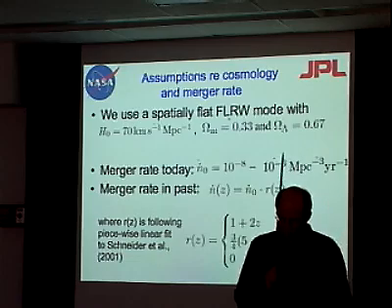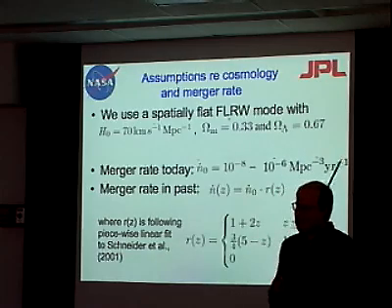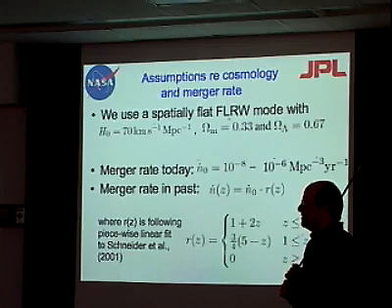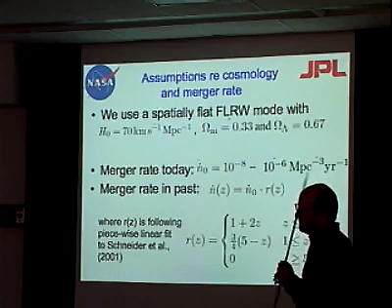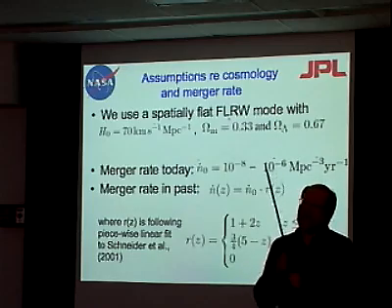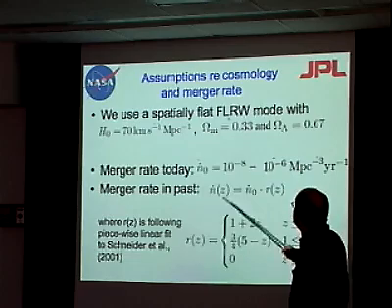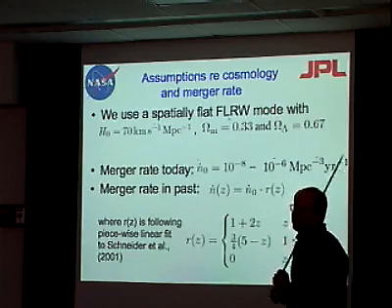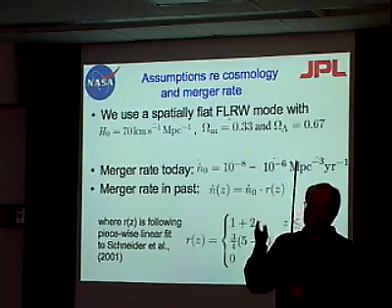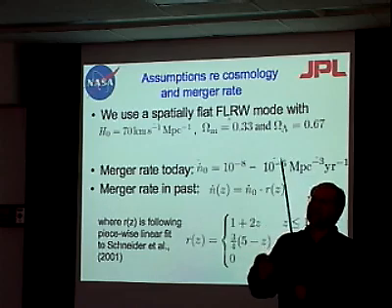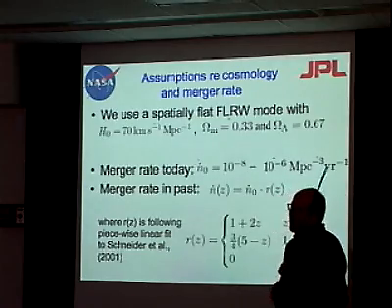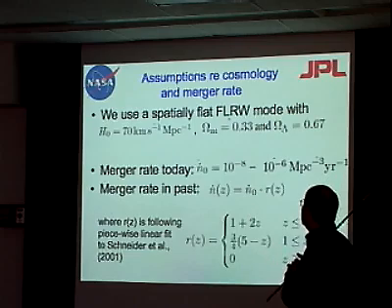Much less certain is the merger rate. The best estimate of the merger rate for neutron-star binaries today is around 10 to the minus 7 per megaparsec cubed per year. That would be the best estimate, but it's certainly not very well known. So I'm going to also look at the range 10 to the minus 8 to 10 to the minus 6, using 10 to the minus 7 as a fiducial value. That corresponds to a rate in our galaxy of around 1 every 100,000 years. Okay? That's the rate today. What's it been in the past?